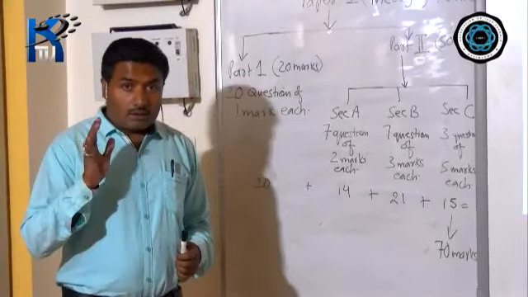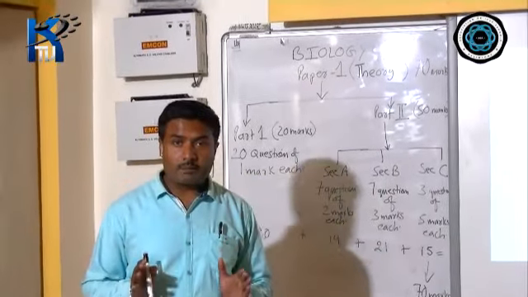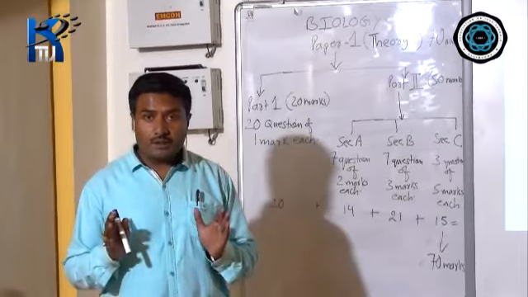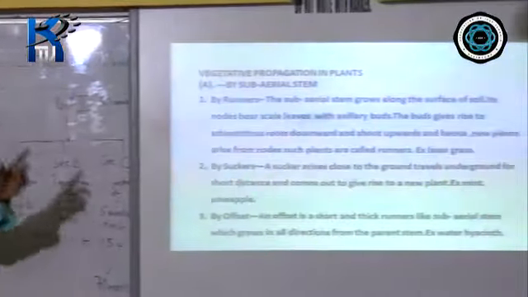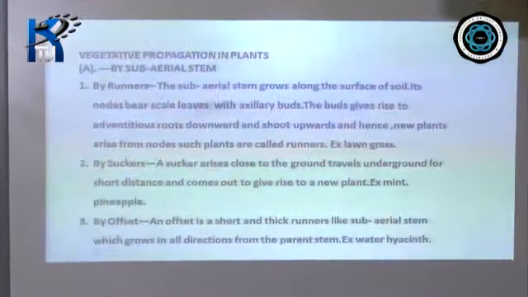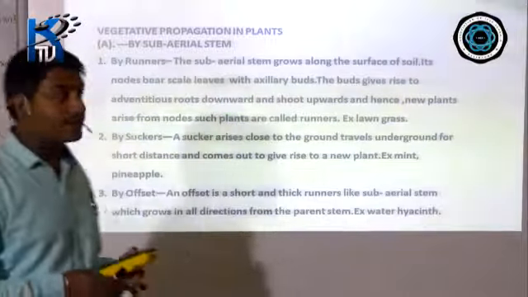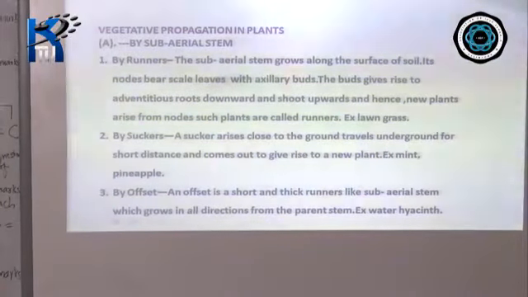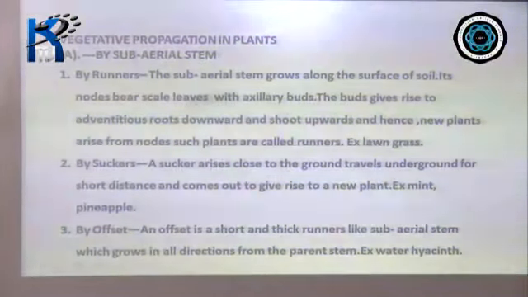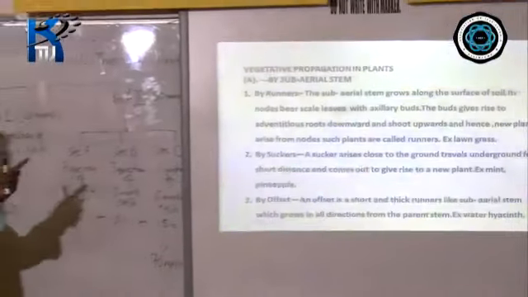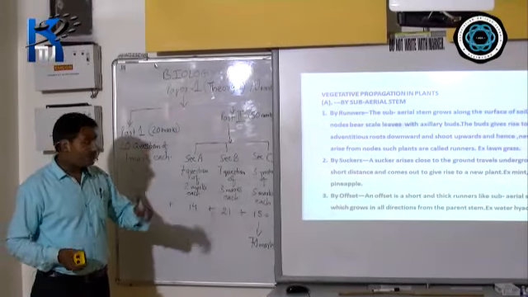Now, in the previous class, we discussed asexual reproduction and the different types of asexual reproduction. Today, we will be discussing vegetative propagation in plants. Now, what do you mean by vegetative propagation? First of all, propagation means any part of the plant whose number you increase. But first of all, you need to understand what we mean by vegetative.